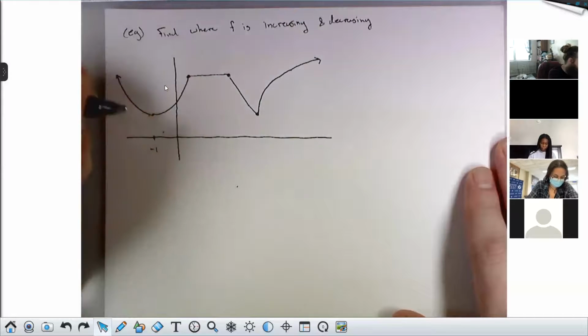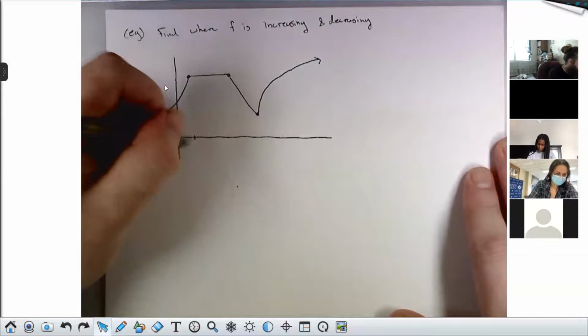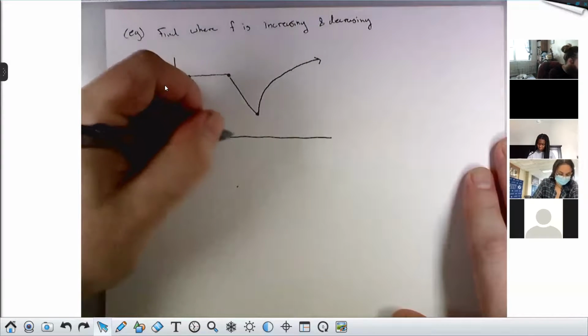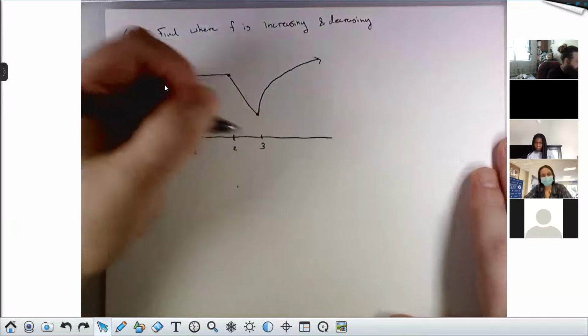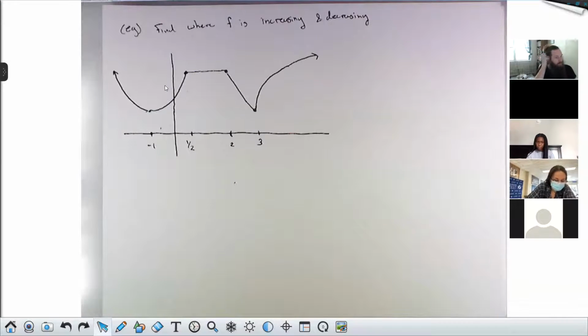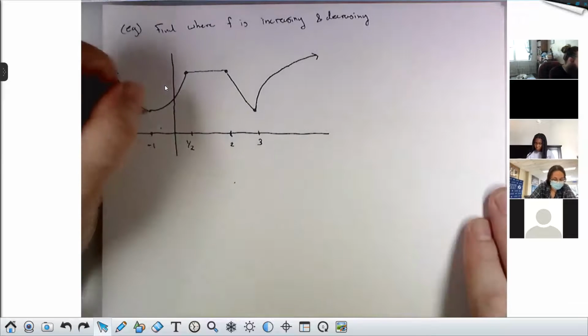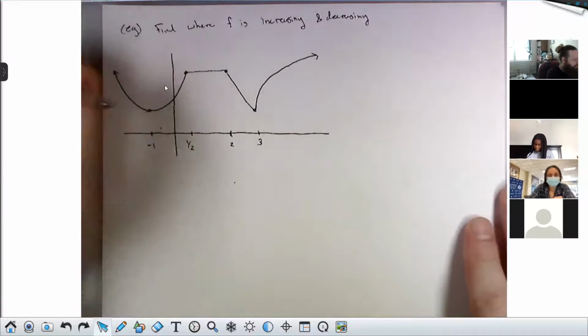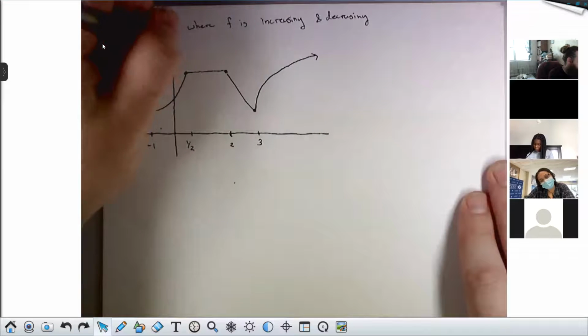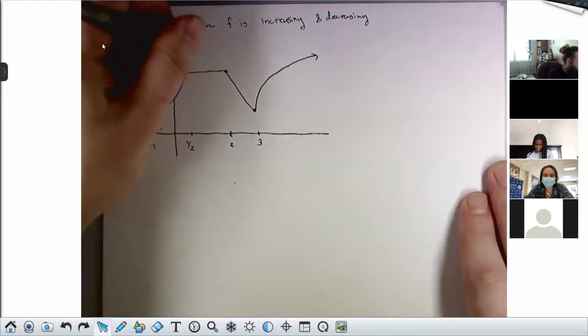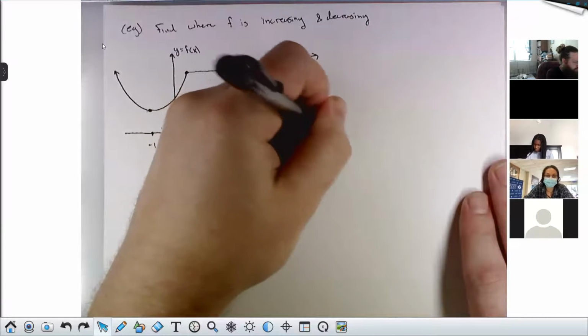We'll call this -1. That's positive 1/2. That's 2. And that's 3. So notice that to answer this question, I don't need to know any of the y values on the graph. I just need to be able to compare y values. I need to know their relative sizes, but I don't need to actually know any of their sizes themselves. And this is the graph y equals f of x. This is my x-axis.